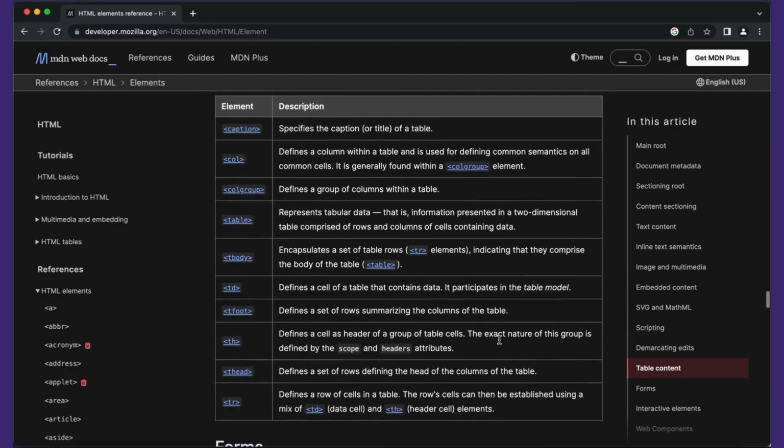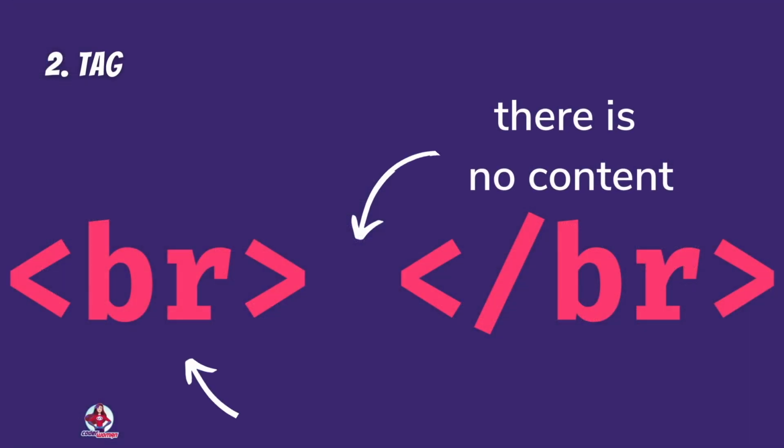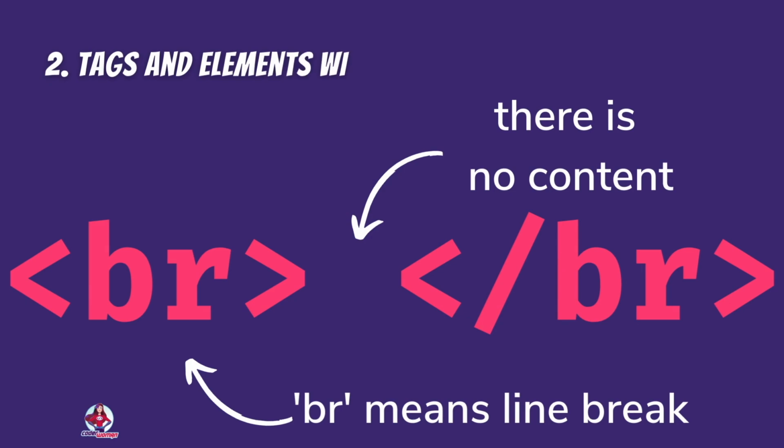Alright, we already know what HTML elements look like and what the tags are. But did you know that there are HTML elements without content at all? We call them elements with self-closing tags. Their structure is slightly different. We can also call them empty elements.